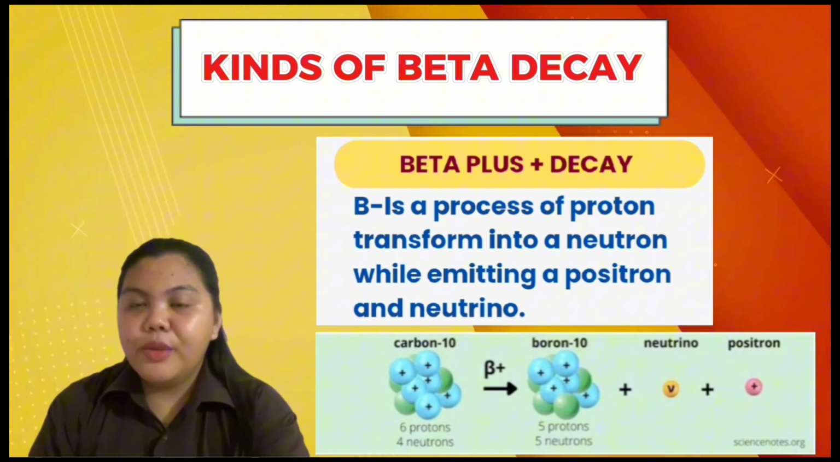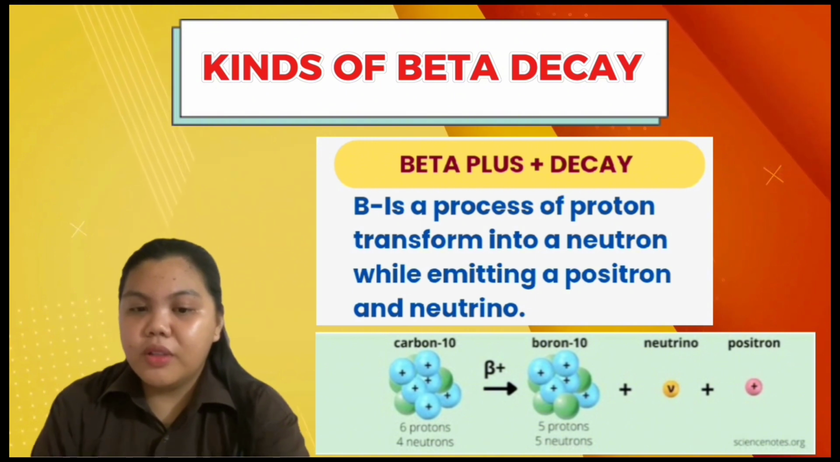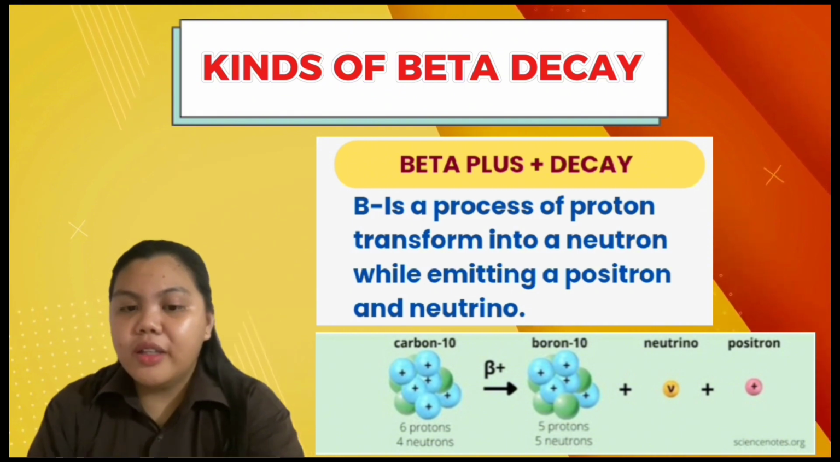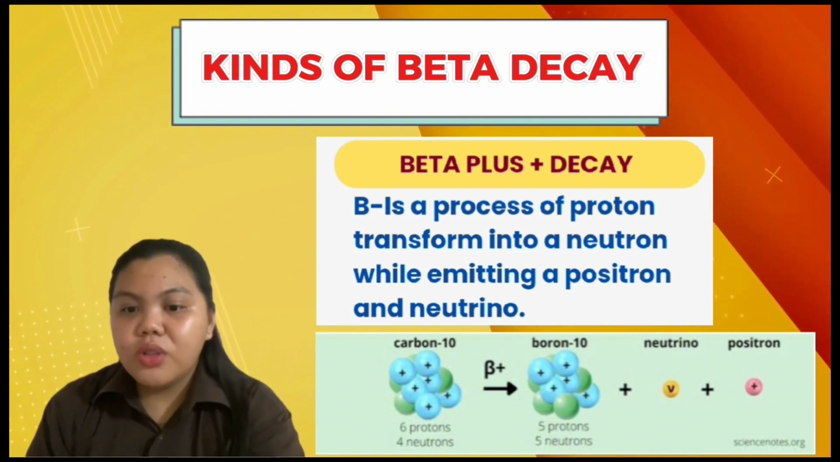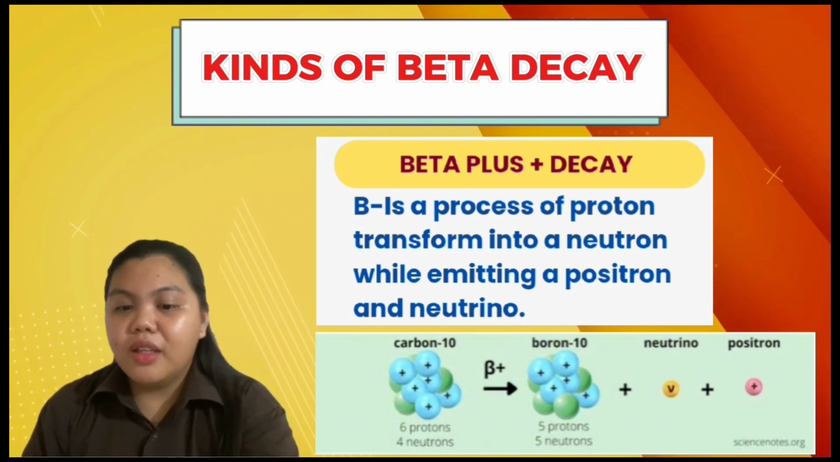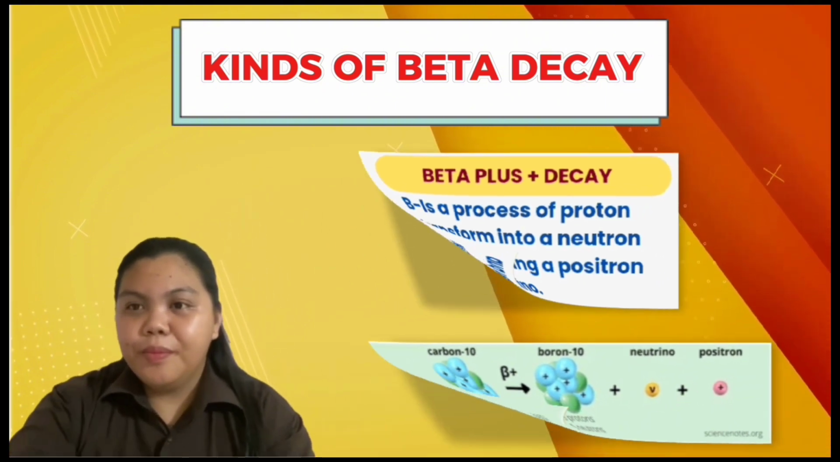Beta plus decay involves the weak force causing a proton to change into a neutron. This process releases a positron and an electron neutrino, and it also reduces an element's atomic number by 1, turning it into a different element. As a result, carbon-10 decays to boron-10.